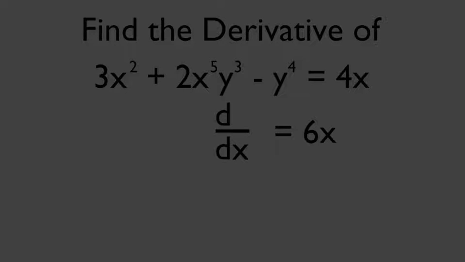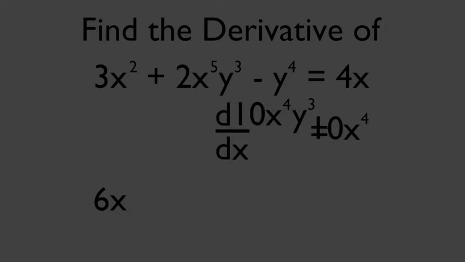Now to find the derivative of the next term, the 2x to the fifth times y cubed, we have to actually use the product rule because we have both variables in the term. The first step is to go ahead and find the derivative of the first term, the 2x to the fifth. So to do that, we pull the 5 in front of the 2, multiply them together, so 5 times 2 is 10, and then subtract 1 from the power, so 5 minus 1 is 4. So that's the derivative of the first term, and then we multiply that by the second term, which is just y cubed, to get the first part of the derivative.